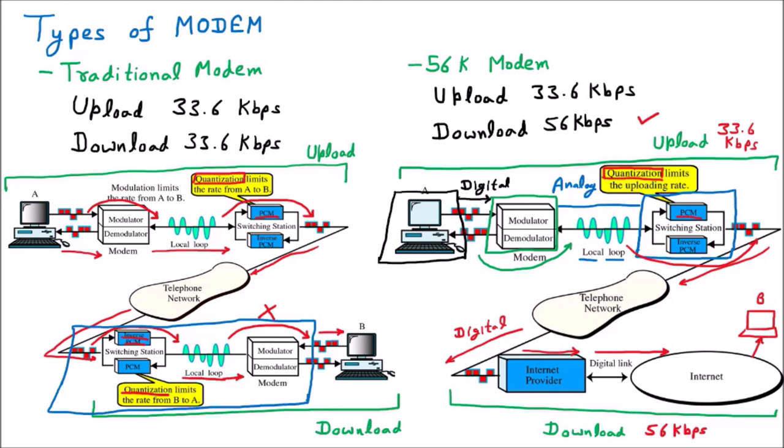This modem is very much popular. Actually, the traditional modem was the starting modem. Whenever they invented the modem, at that time the traditional modem was there, with uploading and downloading the same. But most of the time today, if you are checking, the speed of downloading is more and uploading is less. That is only because of this concept of quantization. And yes, the speeds of a modem or any other thing depend upon this digital to analog conversion. If the conversion is removed, the speed will be more. That is the reason the 56K modem has more download speed.